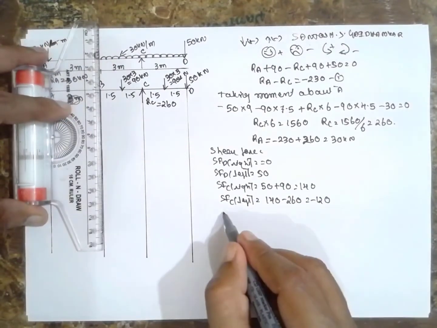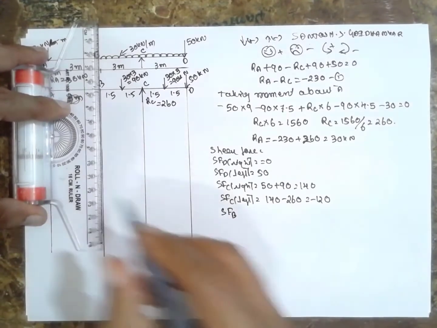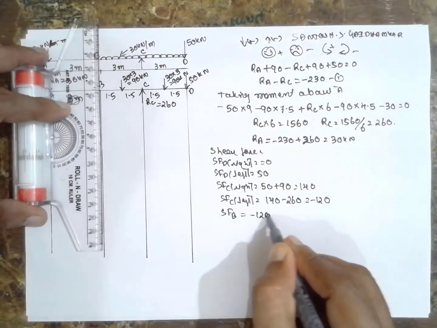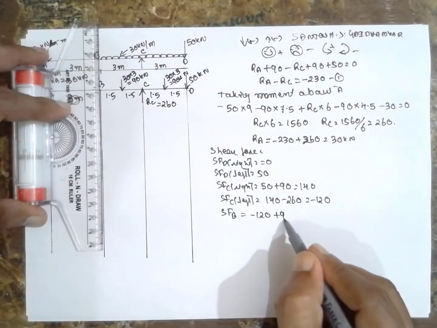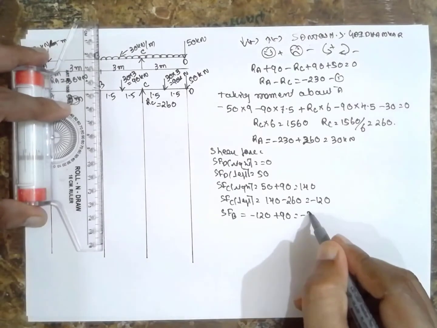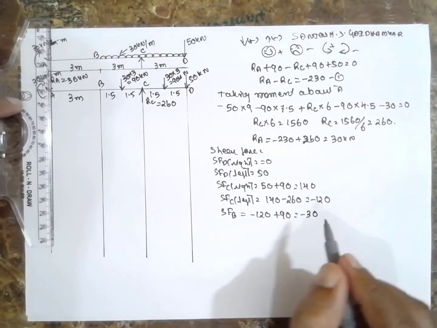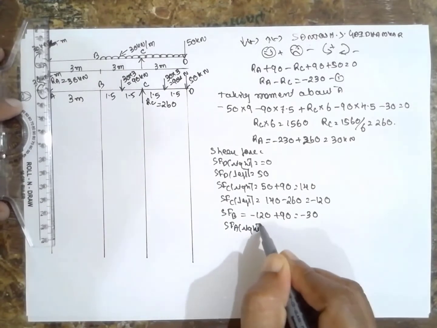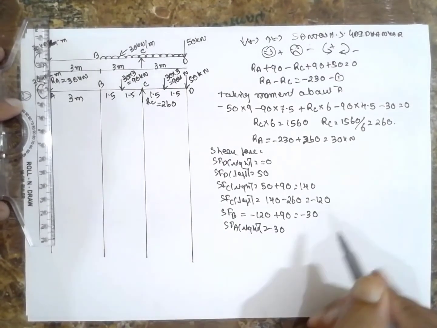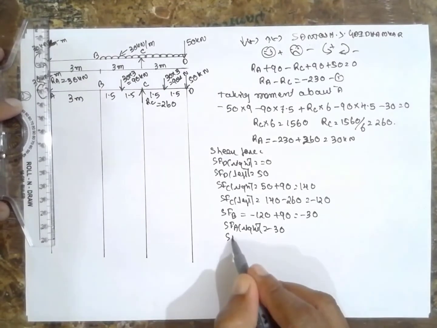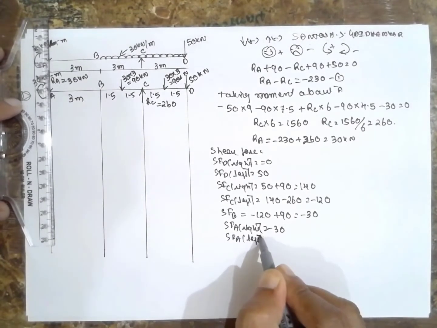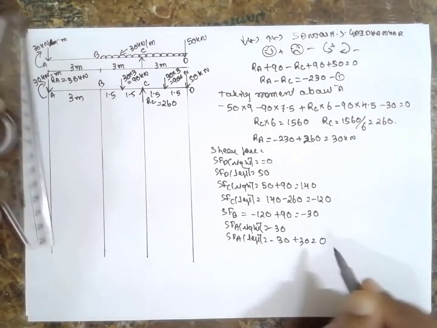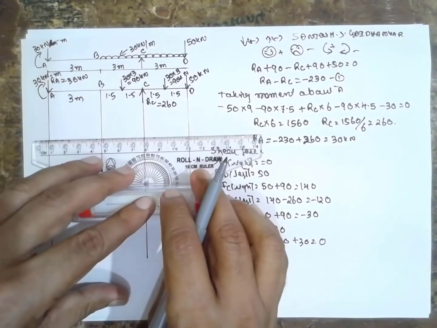Now at B there is single letter B, there is no load here. You have to write single value, that is previous value minus 120 and this 90 plus 90, minus 30. Now at A, SFA on right side, because there is a load here, the previous value minus 30. SFA on left side minus 30, the upward load 30, it becomes 0.